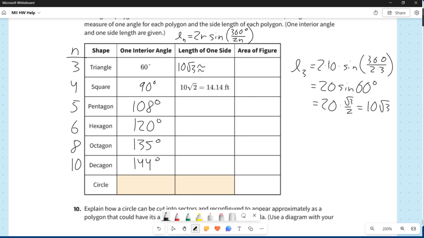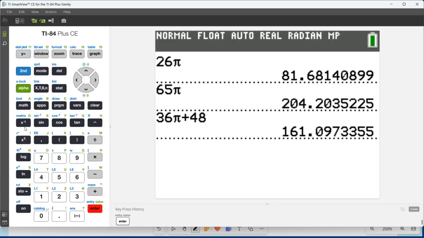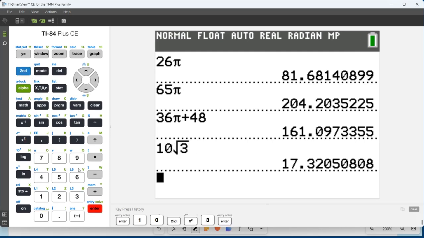So our exact answer, if we were so inclined here, is 10 root 3. But we may also want to give an approximate answer here. And so going to the calculator, 10 times the square root of 3 is 17.32.